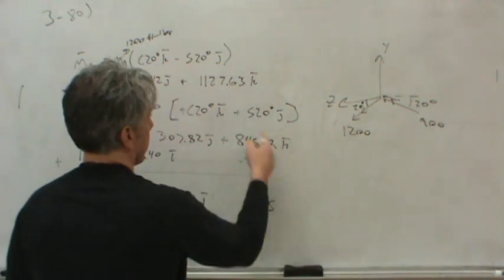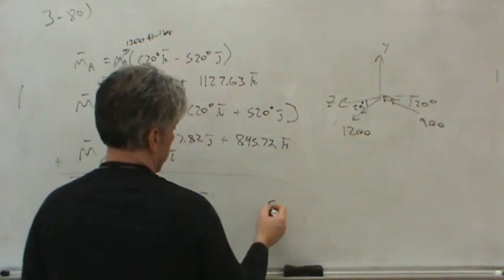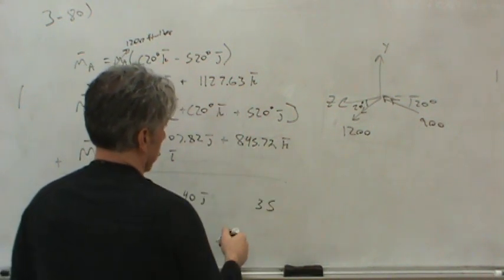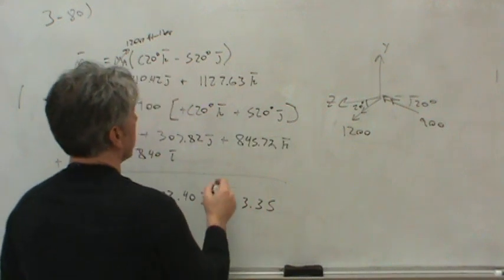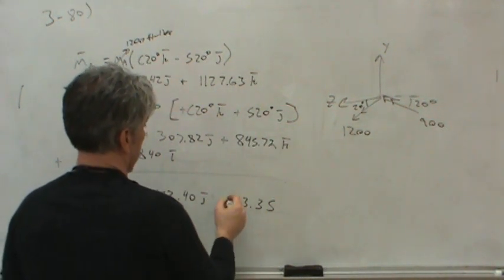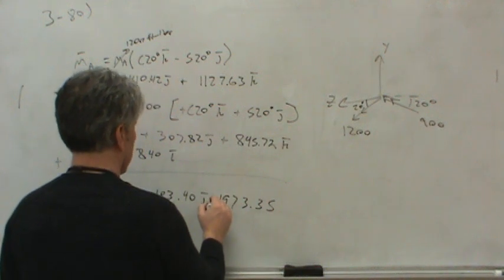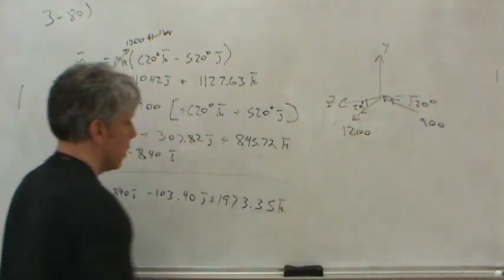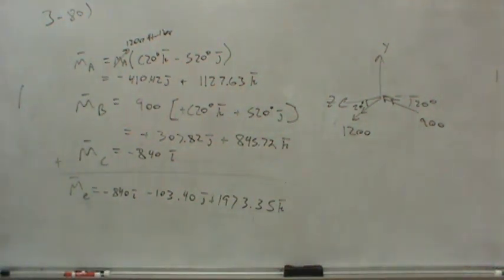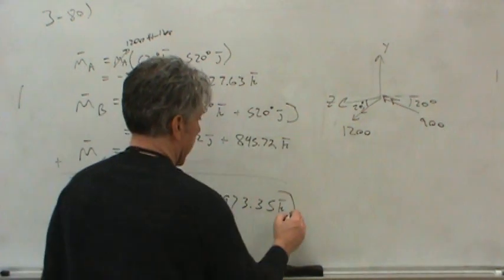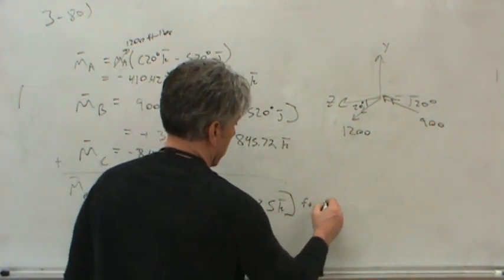I guess. 5, 7 is 3, carry the 1. 8, 5, 13, carry the 1. 7, and 1, 9. Positive, if I did it right, in the K direction. Did I do that right? And these are all foot-pounds. All I'm trying to do is add the K components together.